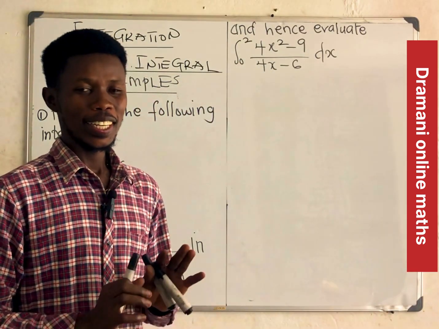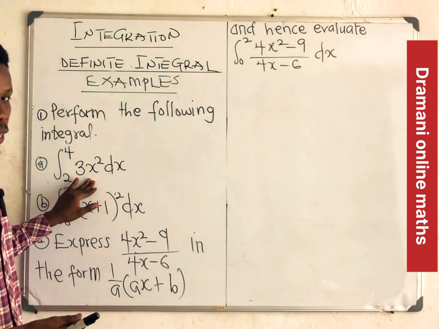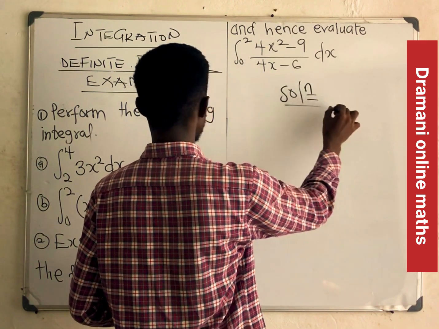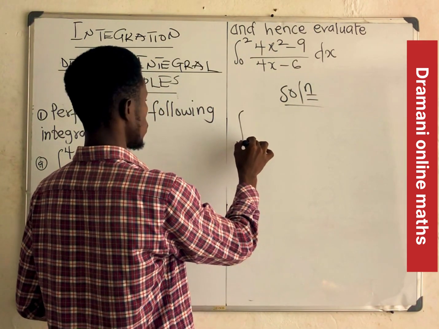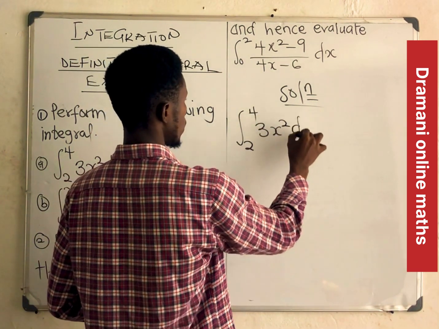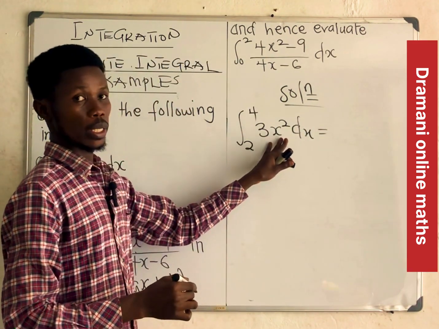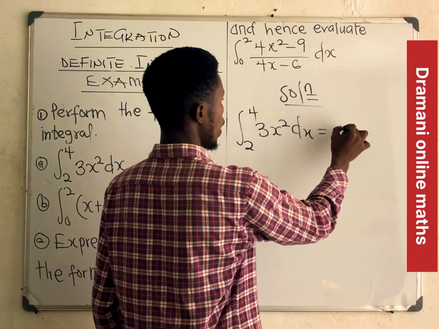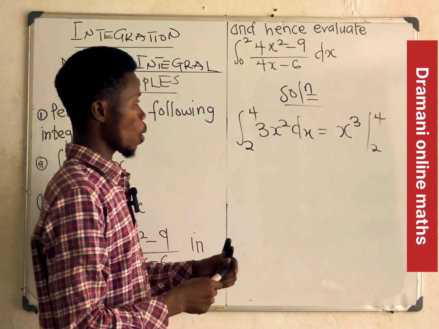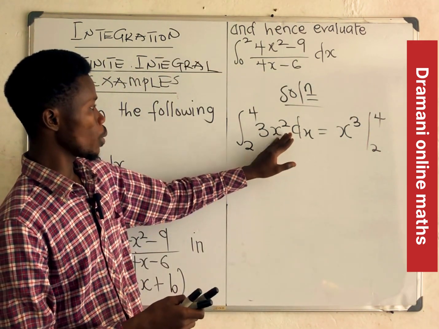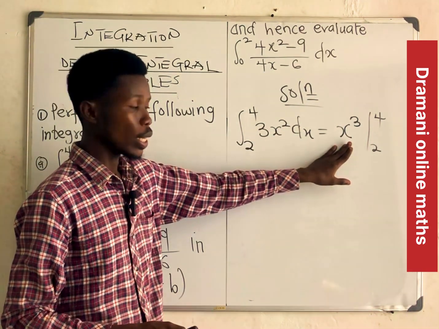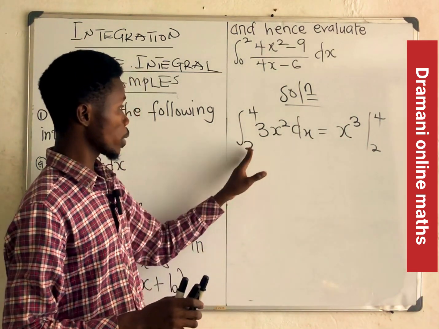Okay, so let's start with example 1. Solution: the integral from 2 to 4 of 3x squared dx. Now let's integrate this. If we integrate this, we have x cubed. Then we bring our limits. I hope you know why we have this: when you are integrating, you repeat the x squared, add 1 to the power, that will be x cubed over 3, and the 3 cancels the 3 in front, leaving this. Here it is definite, so you don't bring c. You only bring the limits.